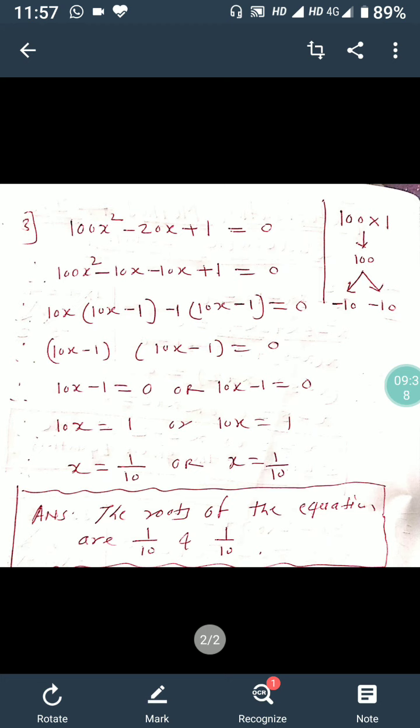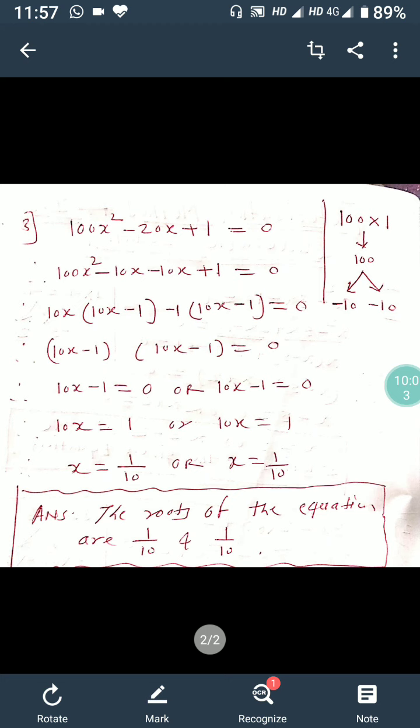So 100x square minus 10x minus 10x plus 1 is equal to 0. What we did: instead of writing negative 20x, we split that negative 20x in the form of negative 10x minus 10x. Now as per the rule, again you will make two groups. So 100x square minus 10x is the first group, minus 10x plus 1 is the second group.